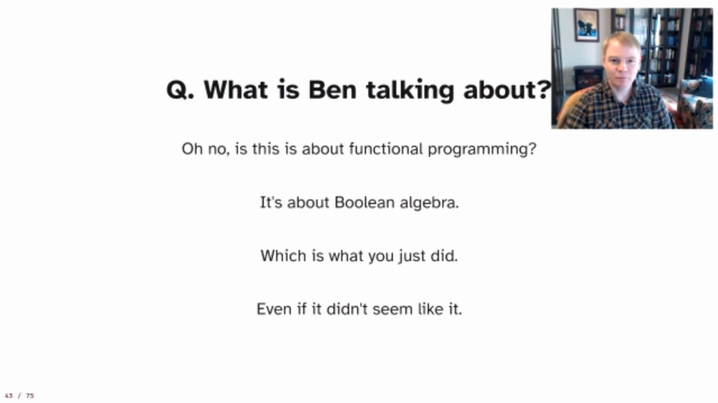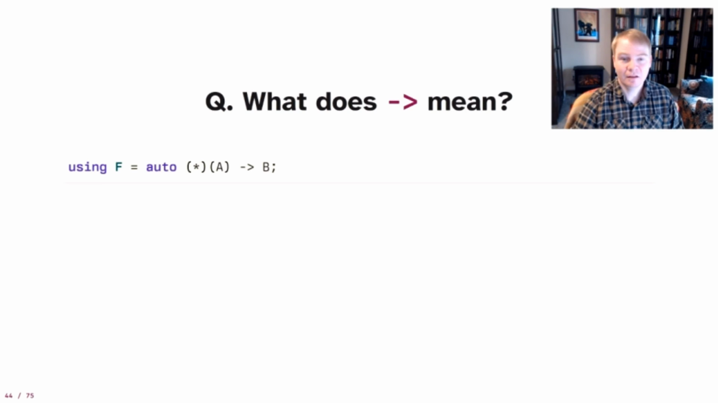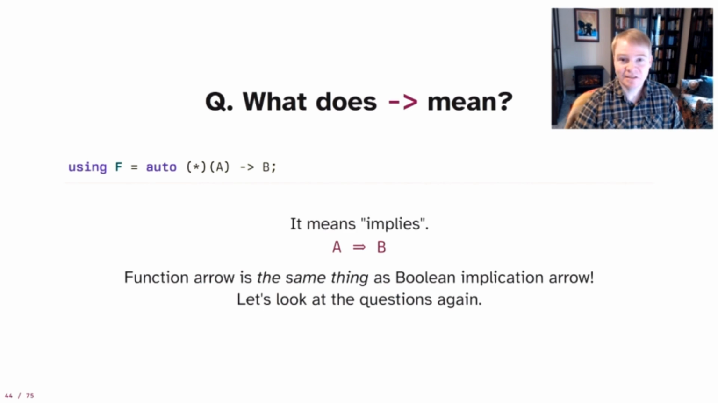Okay, hopefully that was quite an easy quiz, but what was the point of it? Well, believe it or not, you just did Boolean algebra, even if it didn't seem like it. Here's the function from A to B. Now, what does that function arrow mean? It means implies. It's the same thing as Boolean implication.